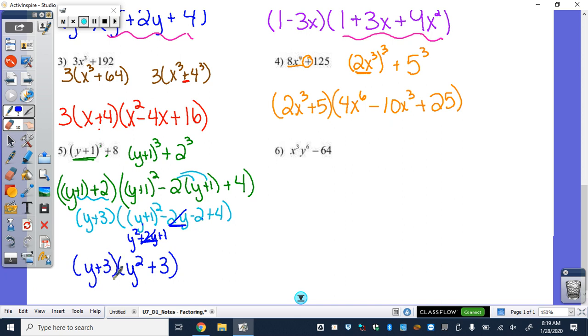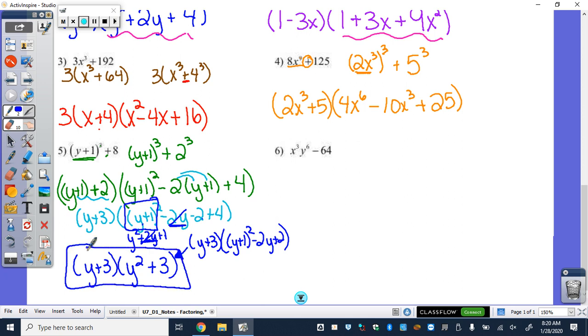So there's a lot of manipulations you could do. Again, this term could be left as that. So y plus 3 and y plus 1 squared minus 2y plus 2. That could also work. If it's a multiple choice answer, you'll more than likely see that choice there though. So y plus 3 times the y squared plus 3.